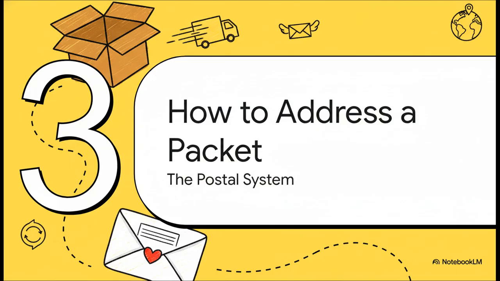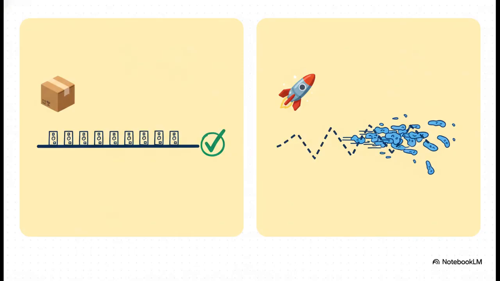Now we've got to get it ready for shipping. It needs an address, and it needs a reliable way to get where it's going. This brings us to the absolutely crucial transport layer, layer 4. Think of it like a postal service that gives you two very different delivery options. First, you've got TCP, the reliable messenger. It breaks your data into numbered pieces, or segments, and checks to make sure every single one arrives in the right order. Then you have UDP, the speedy messenger.